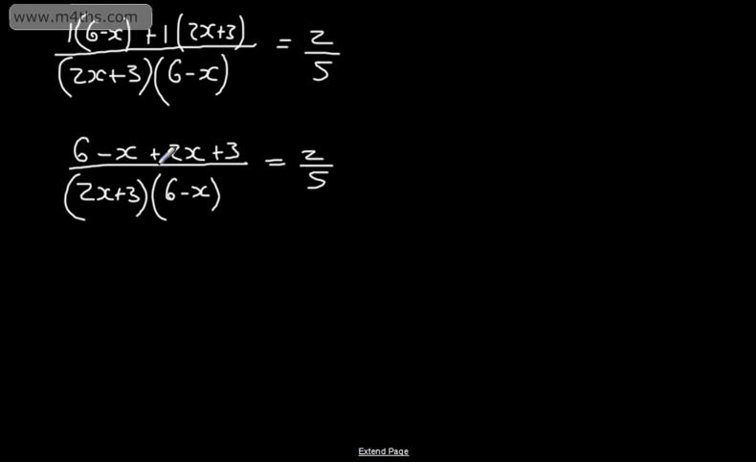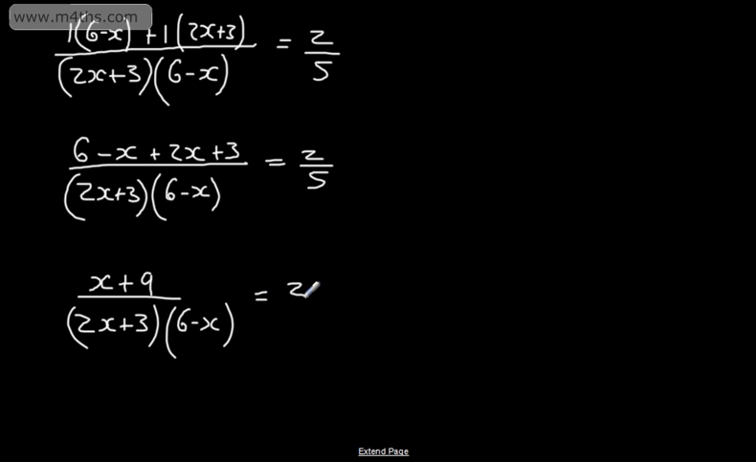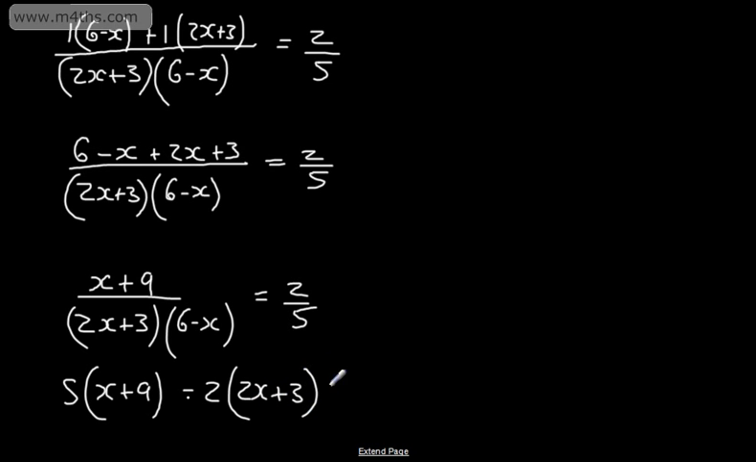So what do we have now in the numerator? We've got 9 plus x, or we could say that is x plus 9. So x plus 9 over 2x plus 3 multiplied by 6 minus x is going to be equal to 2/5. Multiplying both sides of the equation by 2x plus 3 multiplied by 6 minus x and both sides by 5, that's going to give us 5 lots of x plus 9, and that will be equal to 2 lots now of this 2x plus 3 multiplied by 6 minus x.